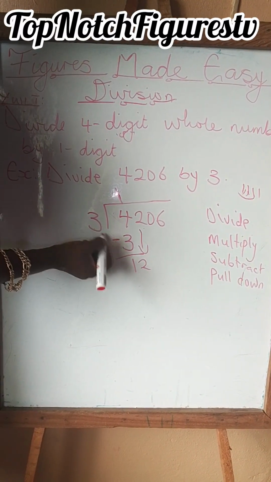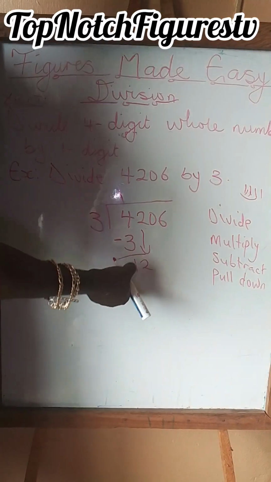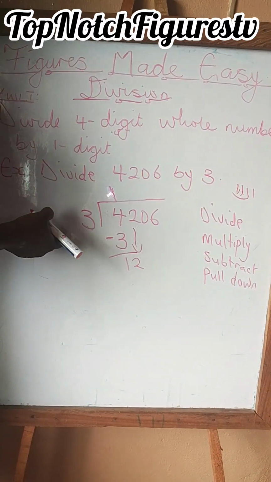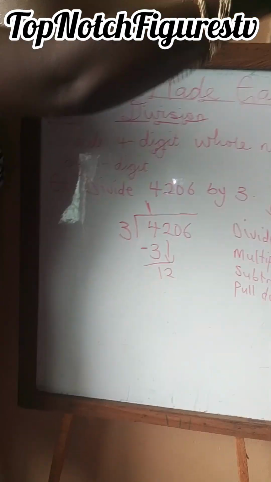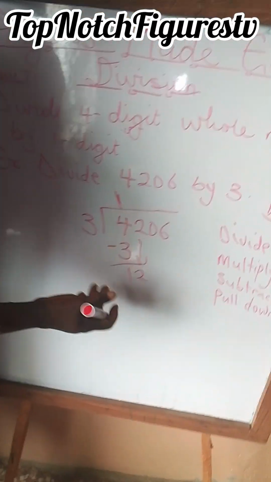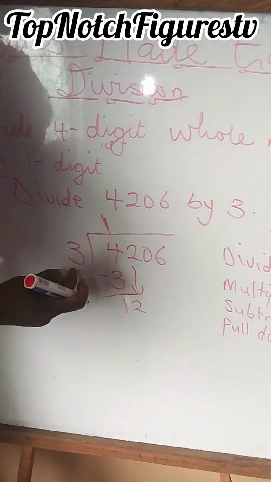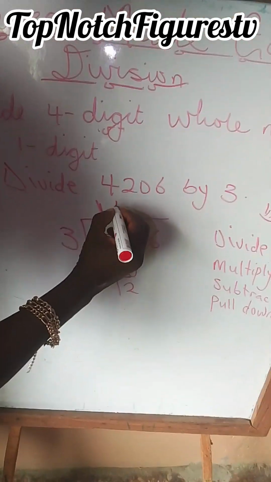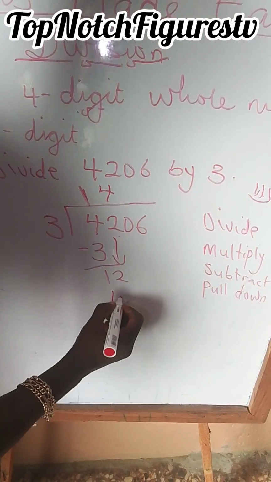So now divide again. 12. How many 3s can you see in 12? Check the tables of 3. Do we have 12? Yes. And what is that? 3 times 4 equals 12. So you write your 4. 4 times 3 is 12.